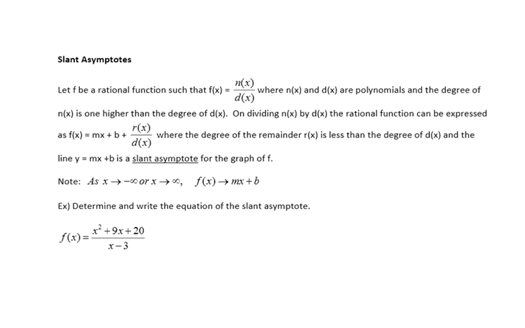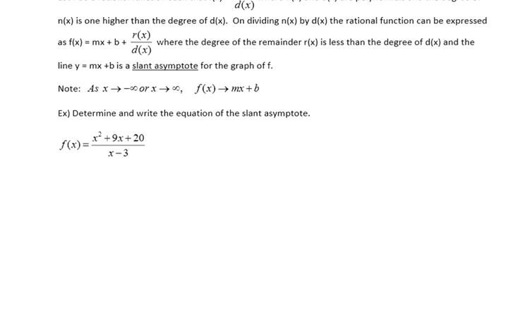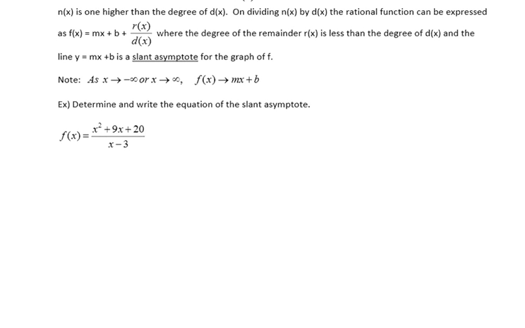All right, so let's determine and write the equation of the slant asymptote. So it's asking for us to divide. Again, similarly to what we talked about earlier in this course, you have 2 different options on how to divide, either long or synthetic division. Because the denominator is in a nice form, I am going to do synthetic division. So put in the numbers.